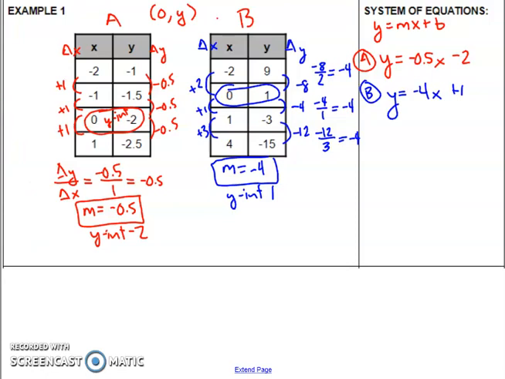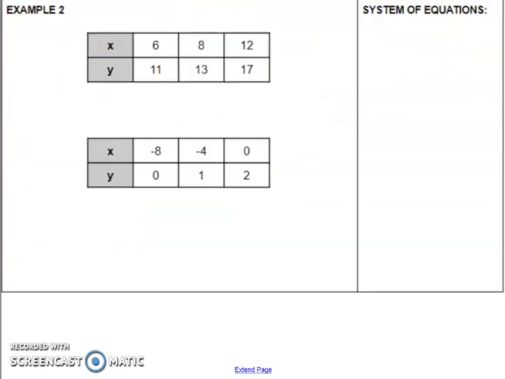All right, let's do it again. Now I have horizontal tables. People like to do weird things with horizontal tables. First thing I'm going to do is label A and B so I can keep things organized. Let's go with A first. I'm going to find my rate of change, my slope: change in y over change in x. Y's on the top. Don't flip it.